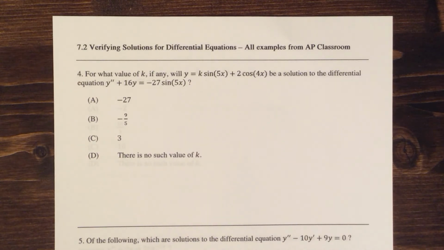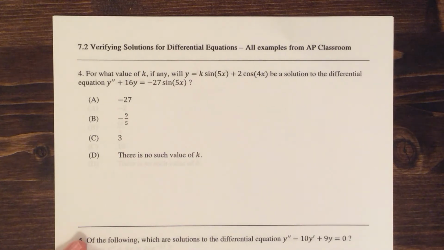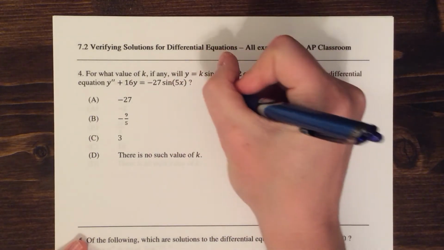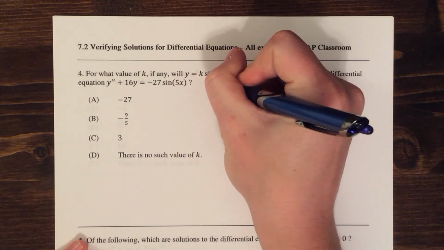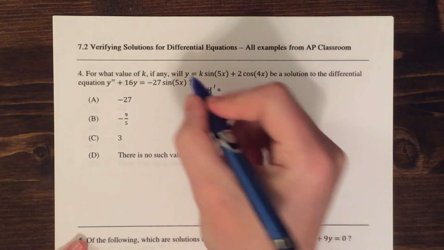For what value of k, if any, will y equal k sine 5x plus 2 cosine 4x be a solution to the differential equation y double prime plus 16y equals negative 27 sine 5x? So what we're going to do here is they gave us y. We're going to find y prime and y double prime. We're going to plug those in, and we are going to solve for k. So here is our y.